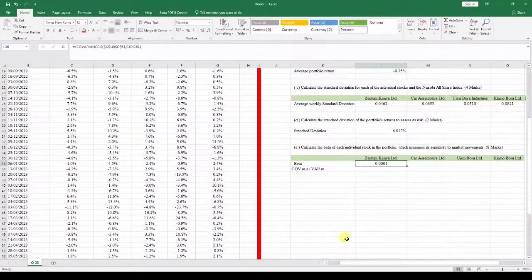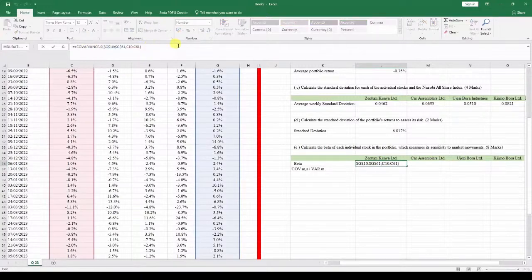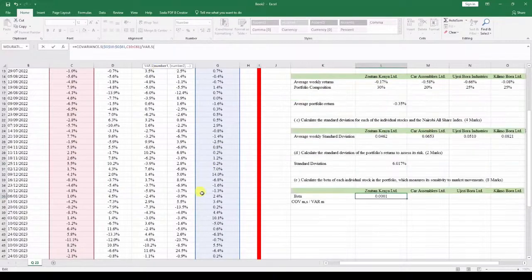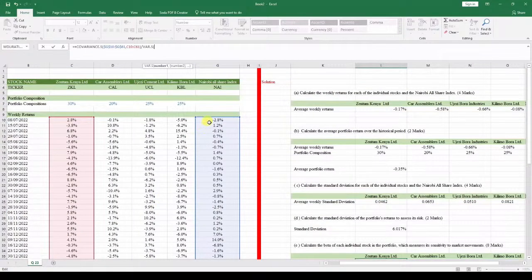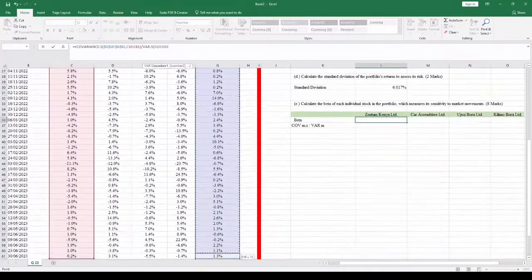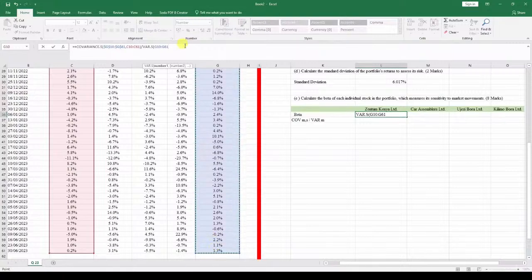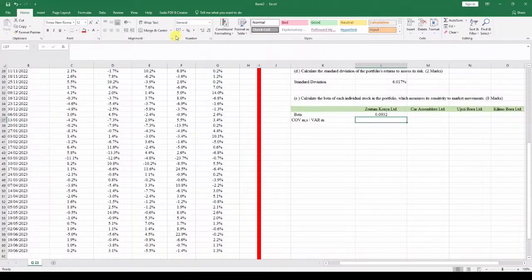So that's just the covariance, as you can see from the formula. Then we continue and say divided by the variance, not VAR.P but VAR.S, sample variance of the market. So we pick the variance of these values here and we lock it. So press F4 like that and we close the brackets. There, that's our beta, 0.0932.